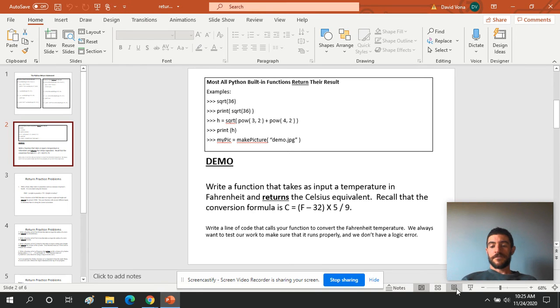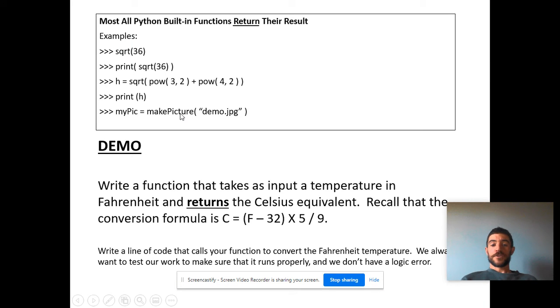Now, you might not have thought about it this way, but when you use your make picture function, that's also returning a value. It's returning what's called a picture object, and we're storing that picture object in whatever variable you come up with. So we've been using functions that return the results pretty much since day one: sqrt, POW, make picture. We just haven't been writing functions that return their value. But we are going to start doing that, which is what today is building towards.